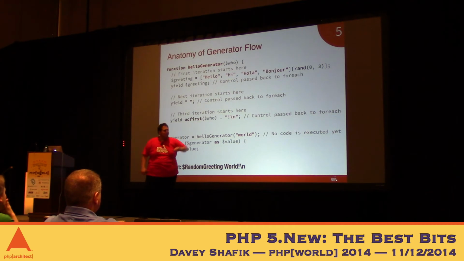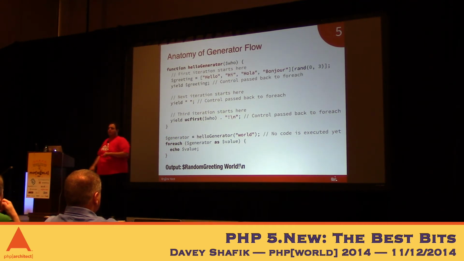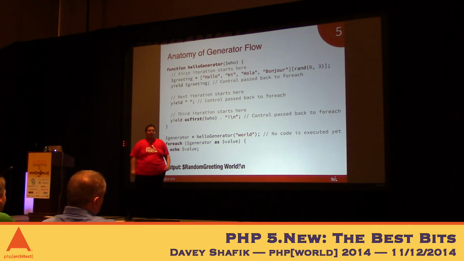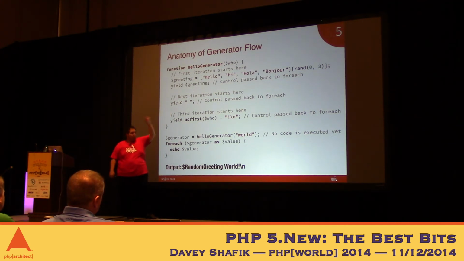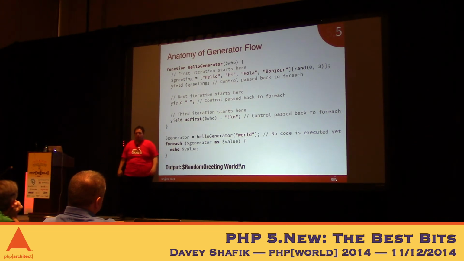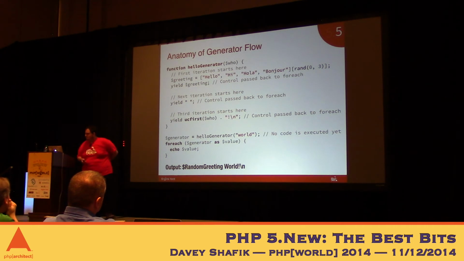Let me break that down for you. $generator equals hello generator passing in world. No code within your function is executed at that point, which is absolutely bizarre. What actually happens is this generator variable is now filled with a generator instance, which represents this function. We then foreach over it, and this $value variable in the foreach will get whatever is yielded within that function. We'll iterate three times because we have three yields. The first time through, we yield the greeting, so echo $value will output one of those random greetings. The next iteration yields that space, so we output a space. And the third time, we get this ucfirst of whatever the $who was, and that'll be output. So basically, we get random greeting world, right? Fantastic.